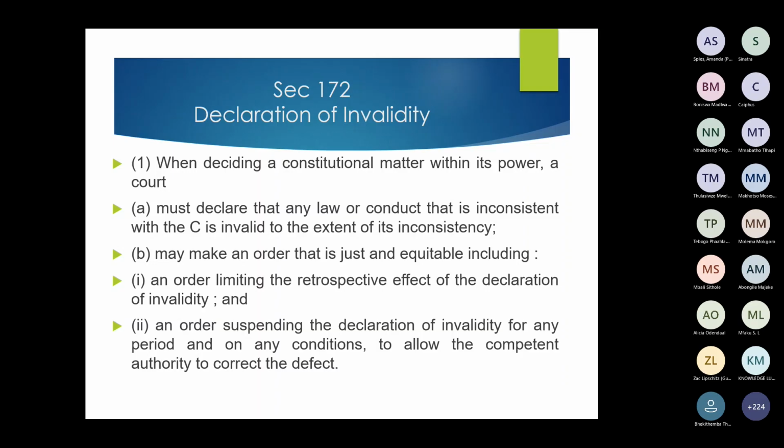It may make an order that is just and equitable, including an order that limits the retrospective effect of the declaration of invalidity, and an order suspending the declaration of invalidity for any period and on any conditions, to allow a competent authority to correct the defect.